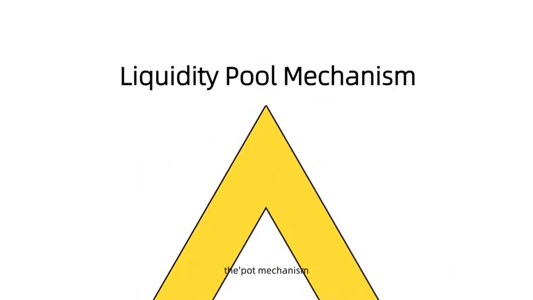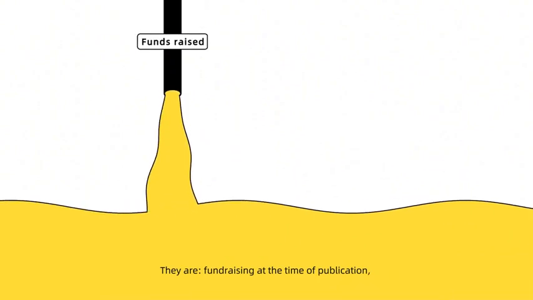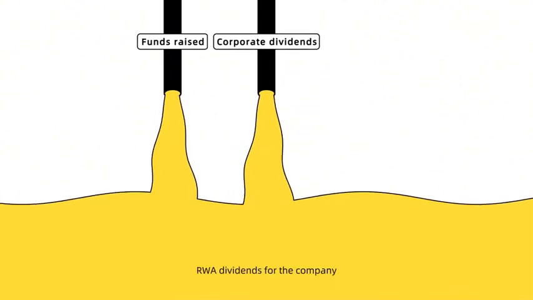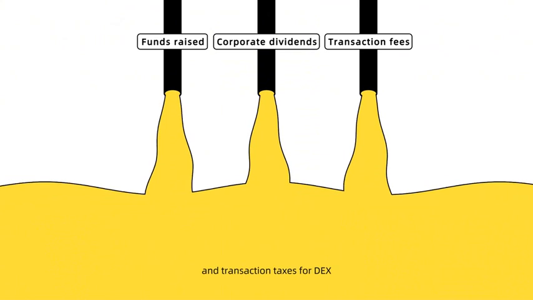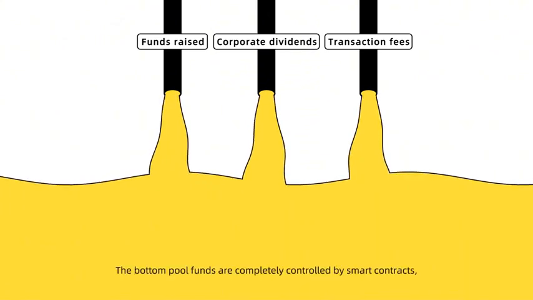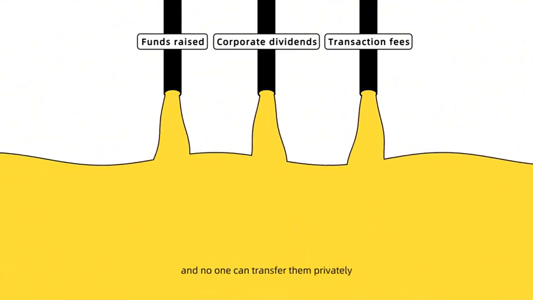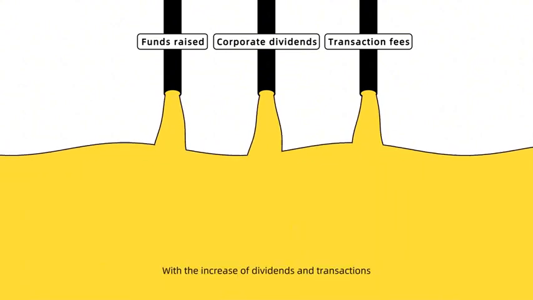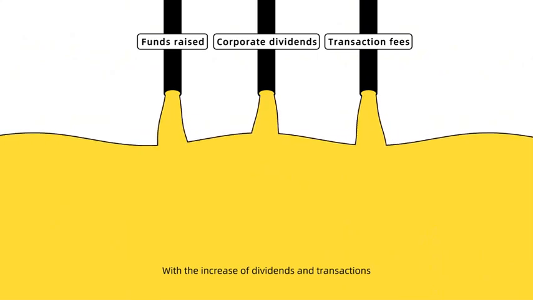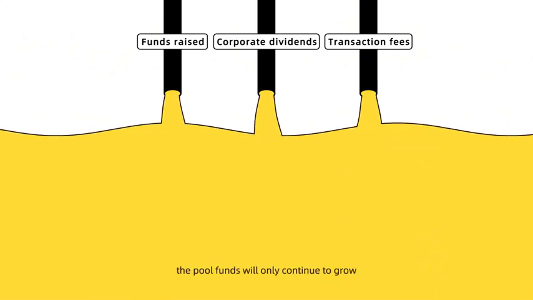The pot mechanism, AMER. RWA's pot funds come from three aspects. They are fundraising at the time of publication, RWA dividends from the company, and transaction taxes from DEX. The bottom pool funds are completely controlled by smart contracts, and no one can transfer them privately. With the increase of dividends and transactions, the pool funds will only continue to grow.